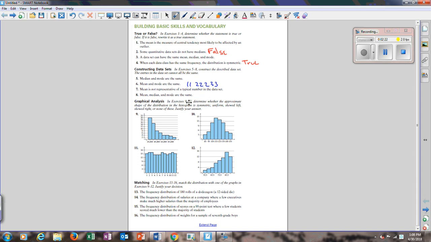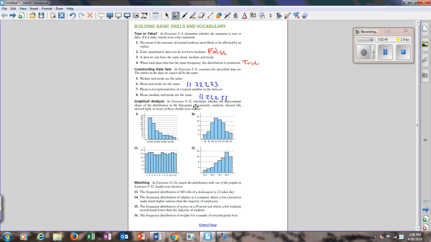Number 8, mean, median, and mode are all the same. We could actually use the same exact data set. 1, 1, 2, 2, 2, and 3, 3. Mode is 2 because there's 3 of those and only 2 of the other ones. Your mean is, as we discussed in the last one, 2. And then the median is the middle number, which is 2.